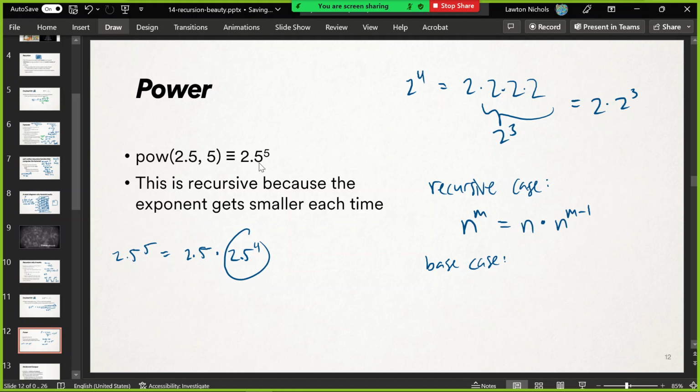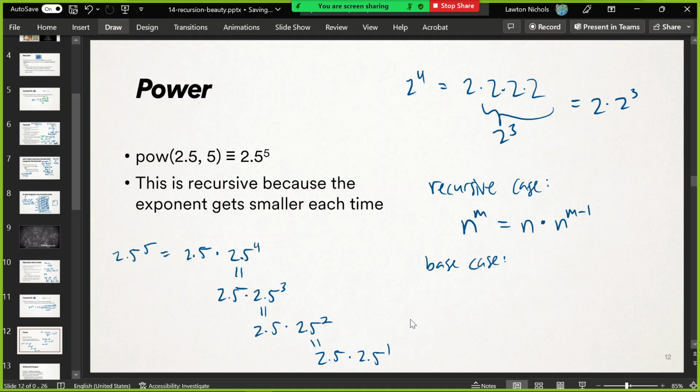And then, all right, this is another power computation. Let's split that down into 2.5 to the 4th. Well, that's equal to, following our rule, 2.5 times 2.5 to the 3rd. Here's another power computation. So let's keep going. 2.5 to the 3rd is equal to 2.5 times 2.5 squared. What's 2.5 squared? We can run that rule again. Why not? 2.5 squared is equal to 2.5 times 2.5 to the first power.